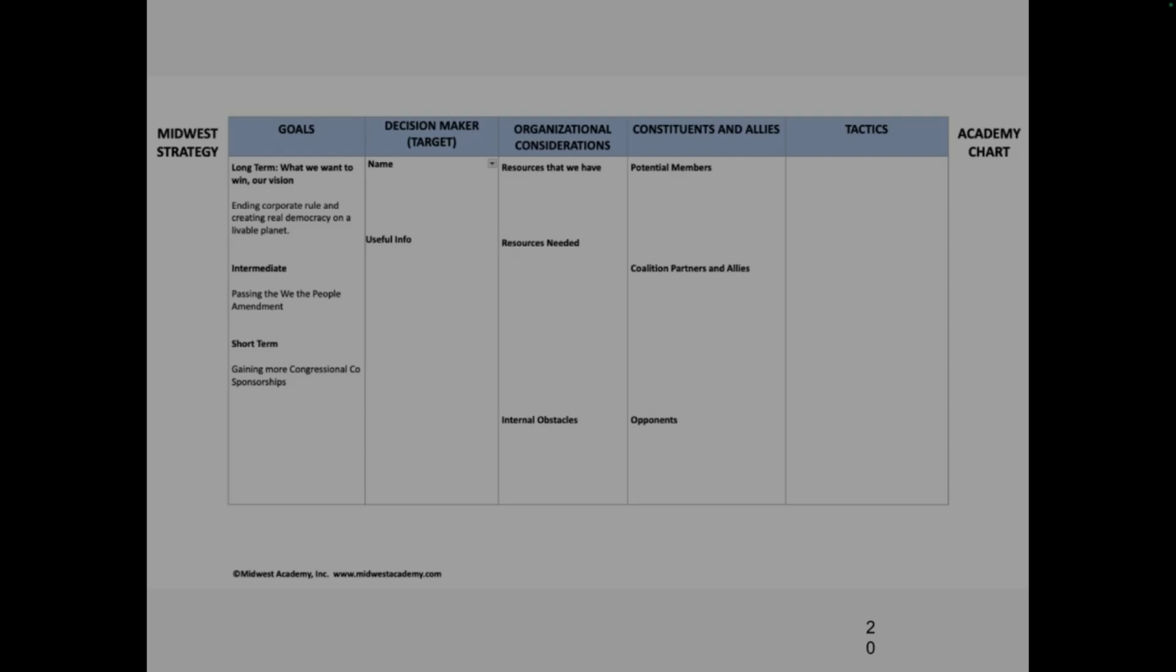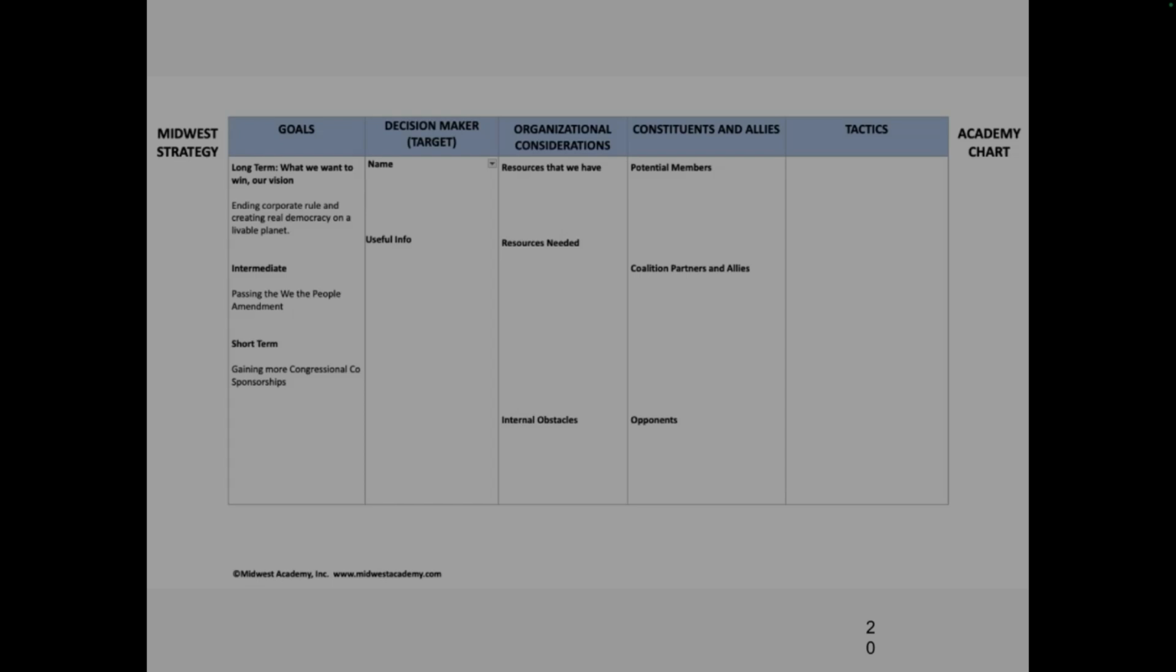So the resources, again, what groups are out there in the community that might be supporters, that might help with funding, materials, etc. What is it that we need? Is it funding? Is it more volunteers? Is it better training? And then the limitations could be the staff that are putting up roadblocks, or maybe it's just lack of awareness, and we may have to have a session with the staff person to educate them on what the We the People Amendment is.